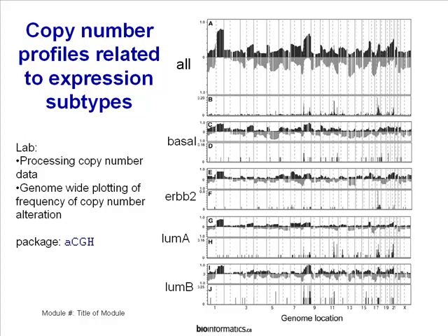So what we will do is take this array CGH data, load it in, and analyze it for copy number changes. We're going to use the phenotype database that we have to subgroup the cases, and plot these frequency diagrams. So we're going to try to reproduce this figure in the lab.